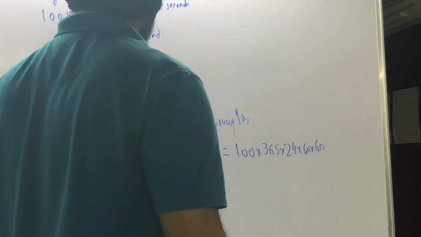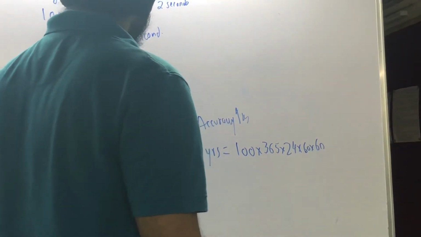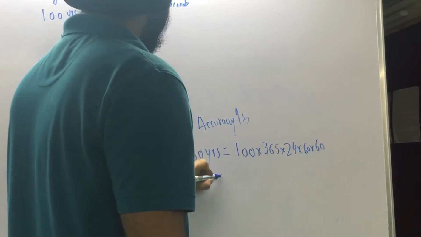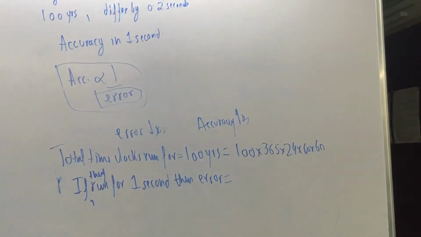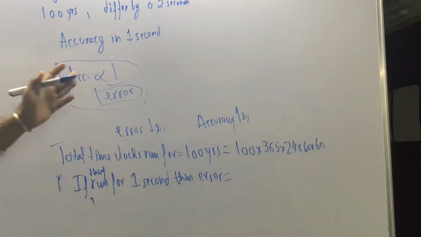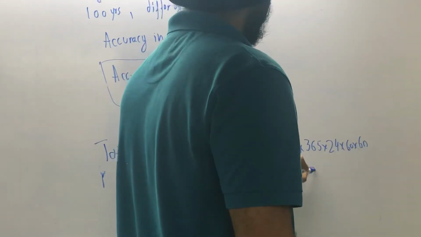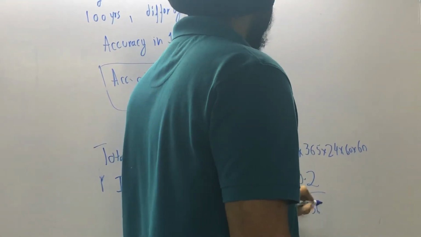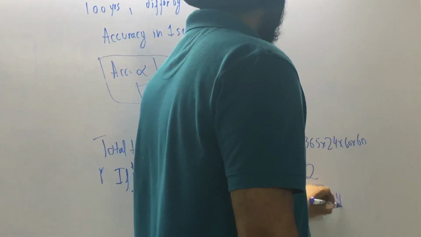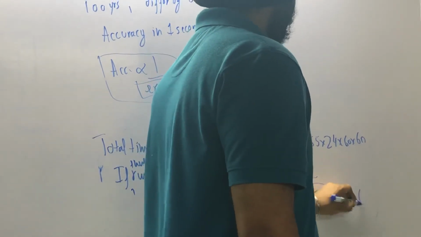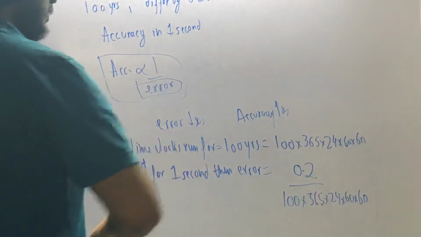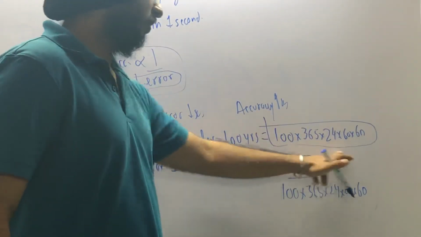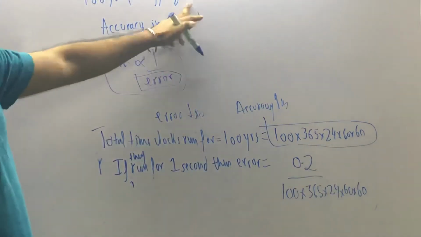If they run for 1 second, the error is equal to how much? You can use the unitary method here. Okay, basically 0.2 divided by 100 into 365 into 24 into 60 into 60. For this number of seconds, whatever is the value, you can calculate. I will calculate this later on.